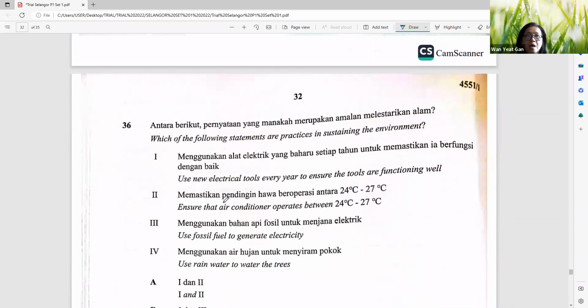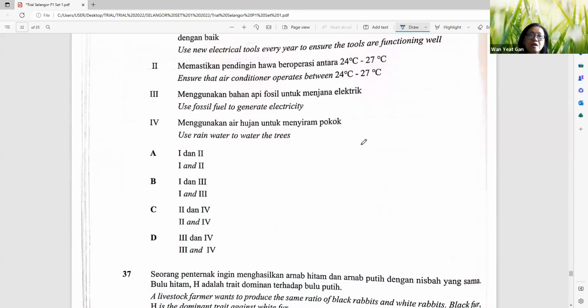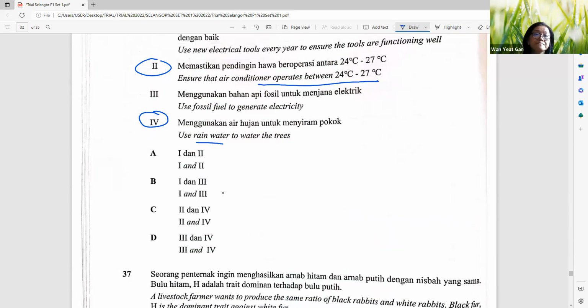36. Which of the following statements are practices in sustaining the environment? To sustain the environment, you need to ensure that the air conditioner operates between 24 to 27 degrees. And then, use rainwater to water plants. Rainwater means you harvest rainwater, you collect rainwater. Okay, so the answer is C.